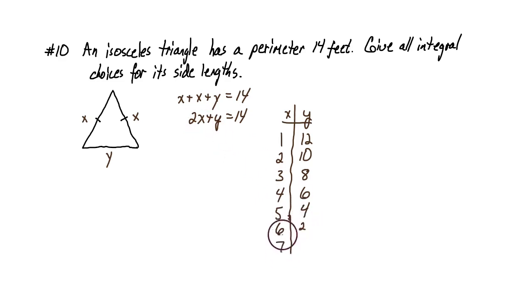What if x was 7? 2 times 7 is already 14, so y would be 0. But y cannot be 0 because a triangle can't have a side that is 0 in length. Let's cross off this last row. Our table shows all the possible side lengths for the triangle. For every one of these numbers, you would just want to write down the unit feet every time.